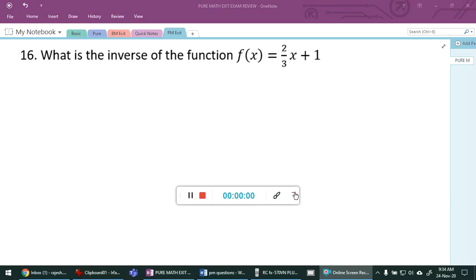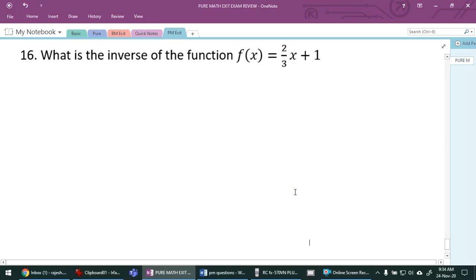Question number 16. What is the inverse of the function f of x equal to 2 by 3x plus 1? Inverse means you should find f inverse x. So f power minus 1 is called f inverse x. So how will you do it? This we have to do in 4 steps. What is step 1?